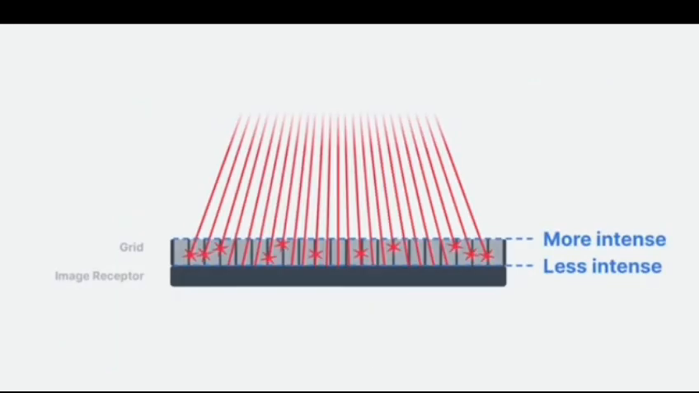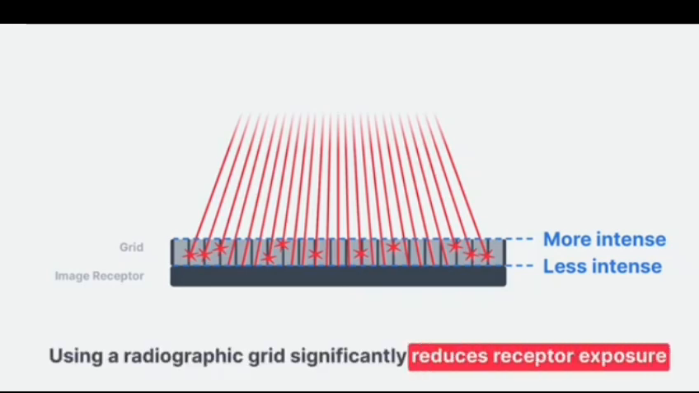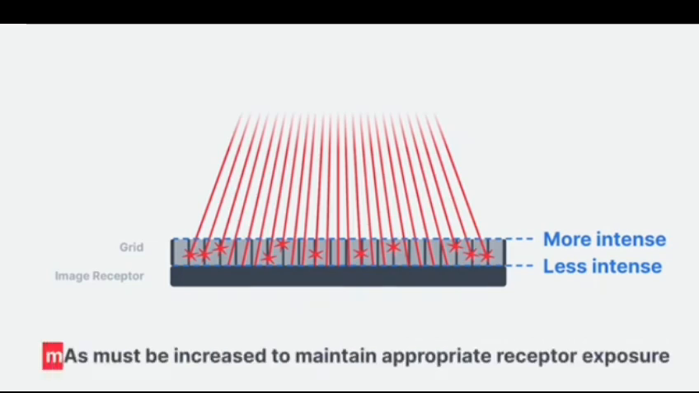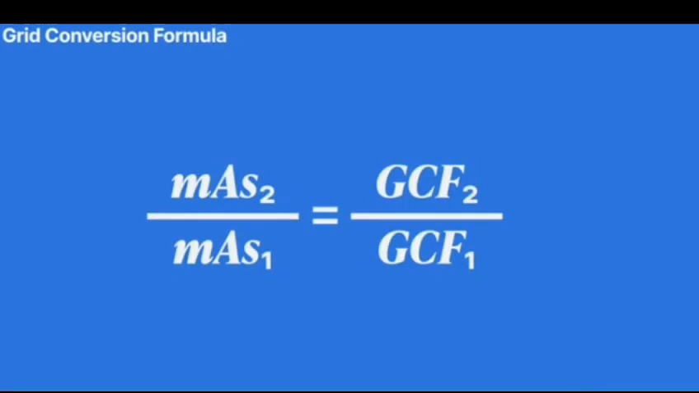Patient dose is also a consideration because using a grid does require a significant increase in the exposure technique. Here's why. Grids absorb mostly scatter radiation, but a percentage of the useful beam is also absorbed. As a result, using a grid significantly reduces the receptor exposure. When using a grid, then, the mAs must be increased to maintain the appropriate receptor exposure. Without adjusting the mAs, the noise from scatter radiation will just be replaced by quantum noise, called mottle, from inadequate receptor exposure. So how much should the mAs be increased?